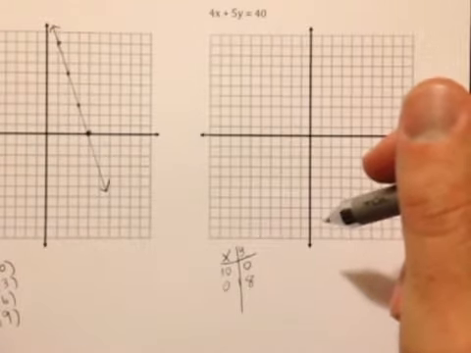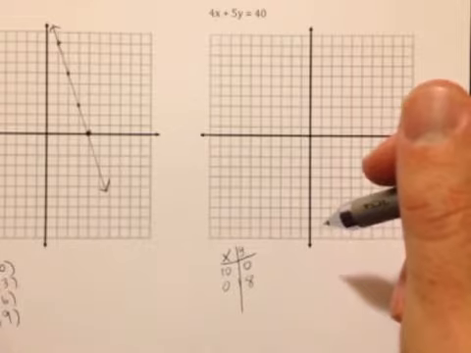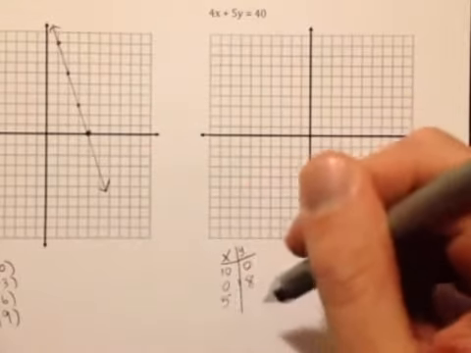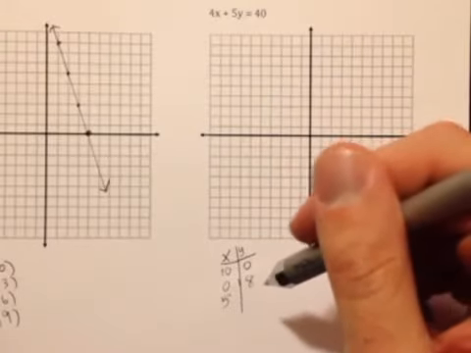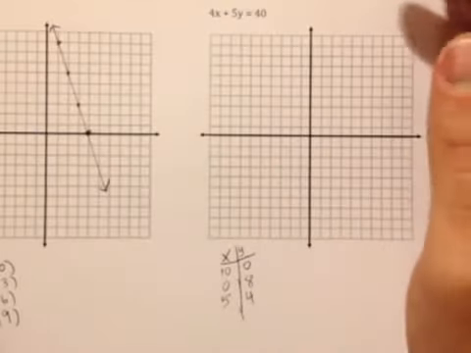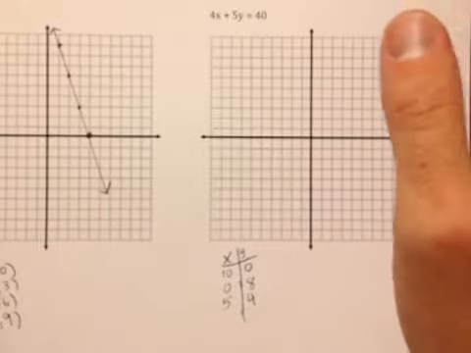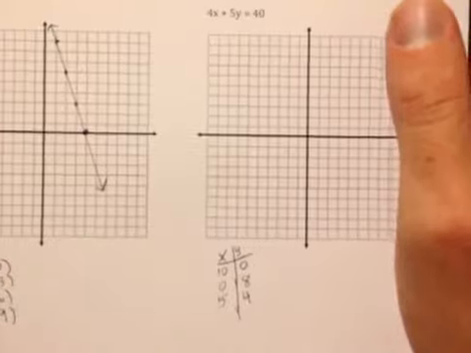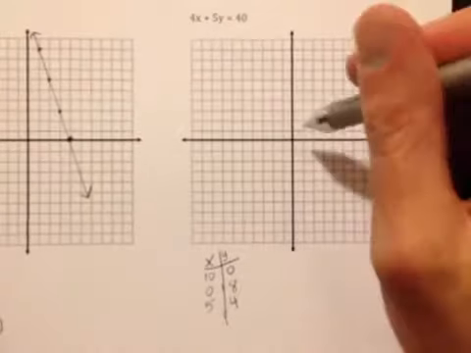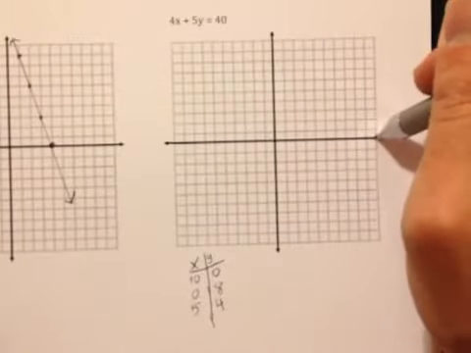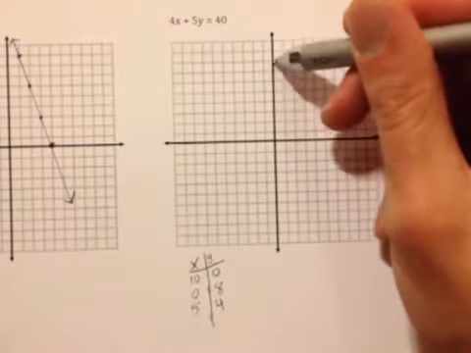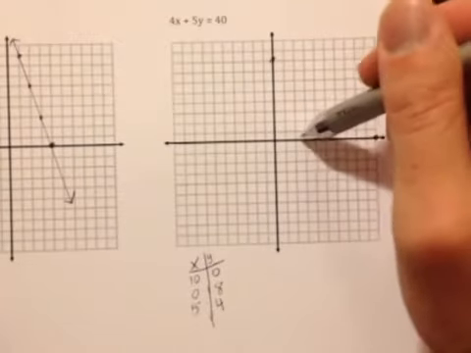So what if I went 5 will make 20 with my x's. 4 times 5 is 20, and then 5 times 4. I'm going to settle with 3 points on this one, and if I don't end up with something that's a perfectly straight-looking line, then I'll know I messed up one of them, and then I'll probably try to fix it and come up with a 4th point. Okay, so 10, 0 is right here. 0, 8 is right here, and 5, 4.